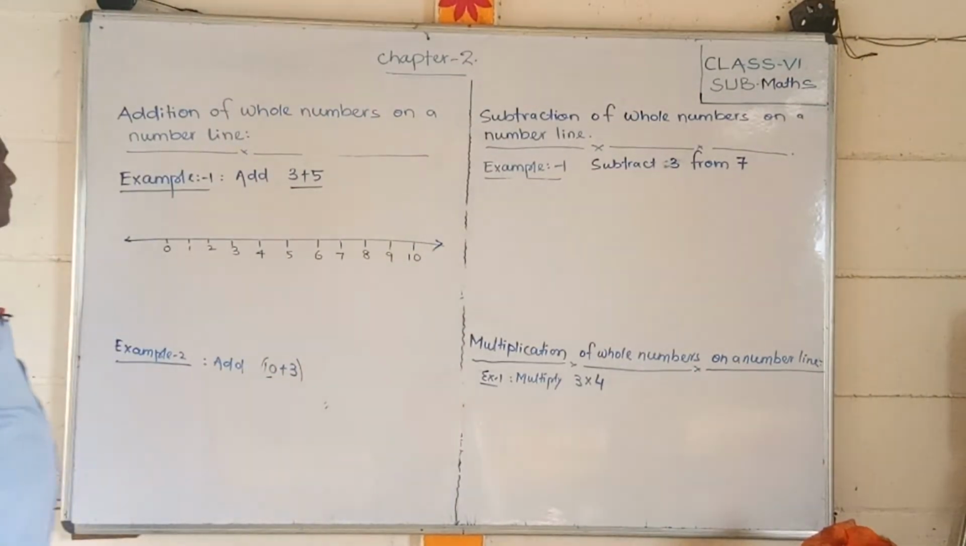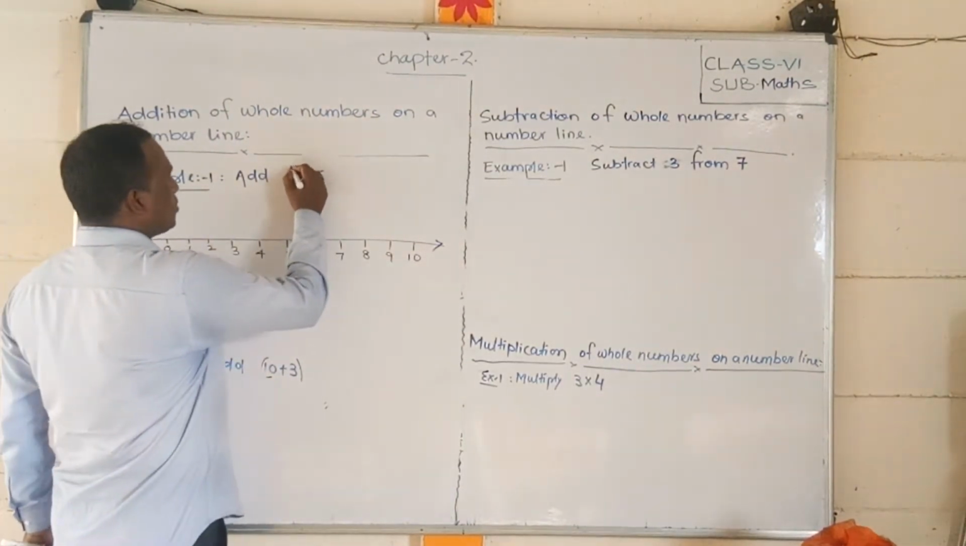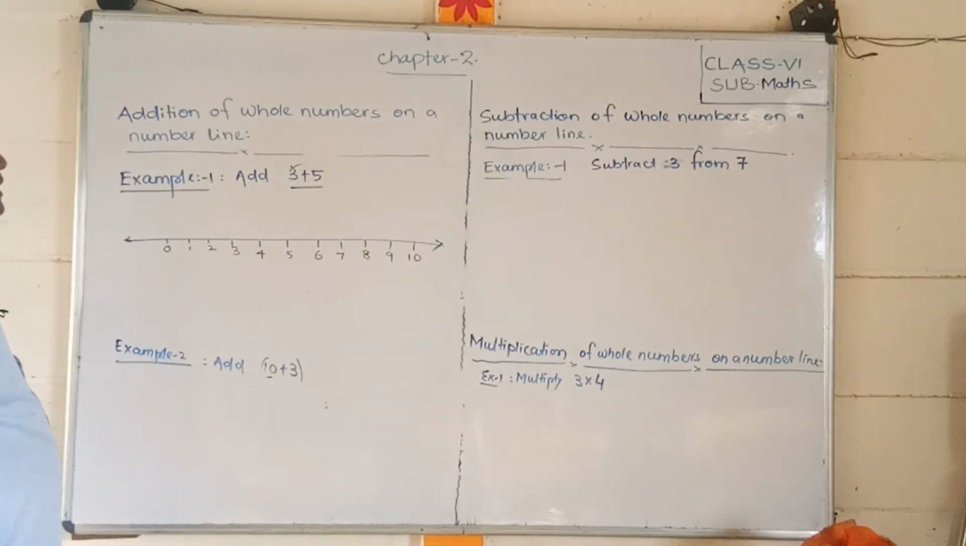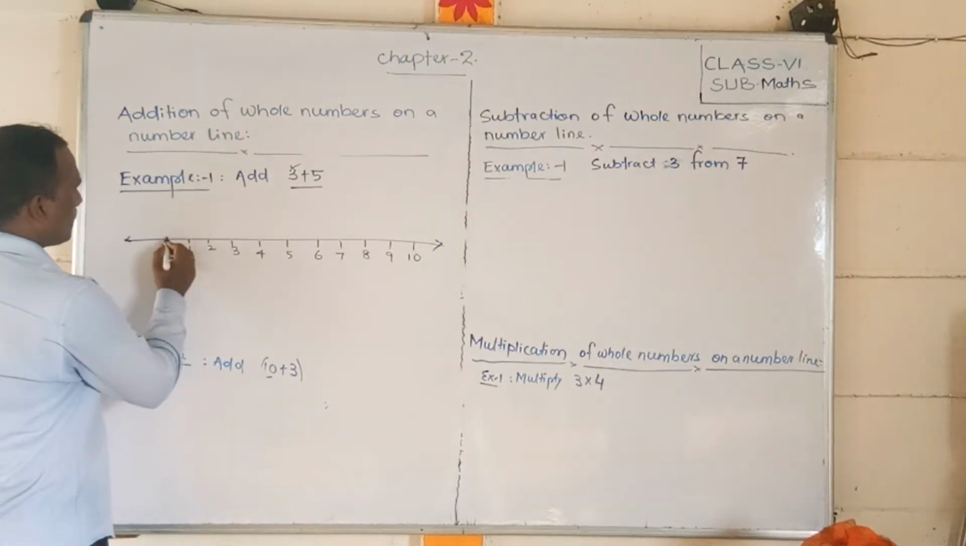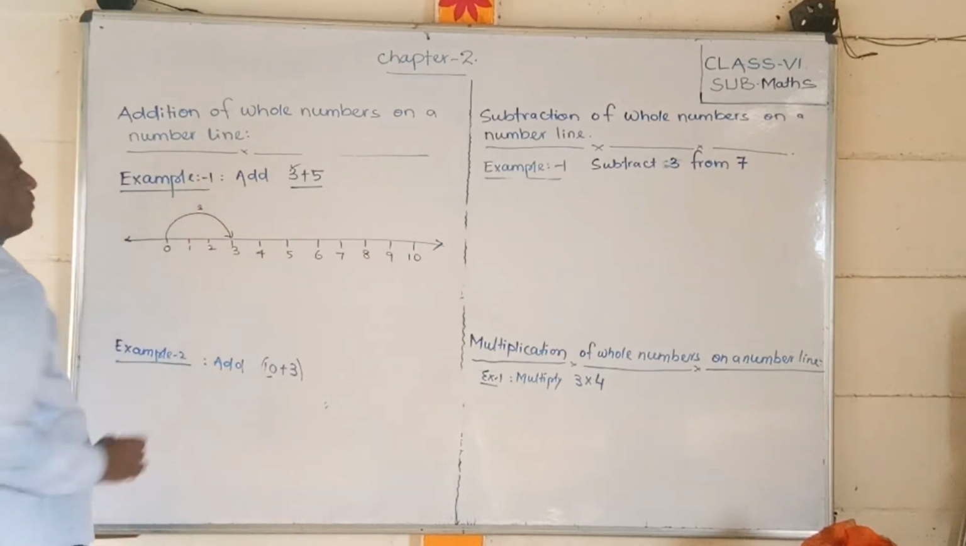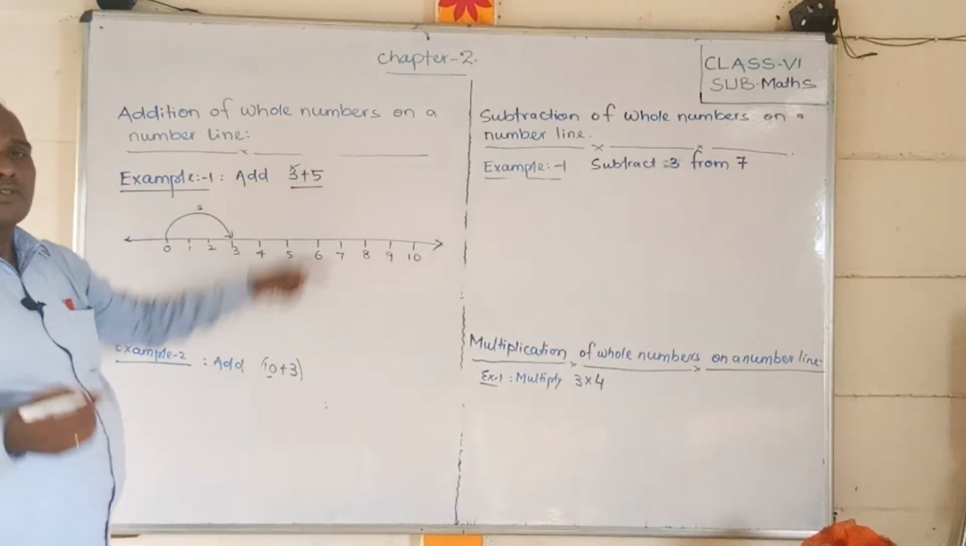Now first of all you have to add. So first show the first number, that is 3. How will you show 3? First you represent 0 to 3. So 0 to 3 is this. Yes, so this is 3. Next, how much do you have to add? You have to add 5.